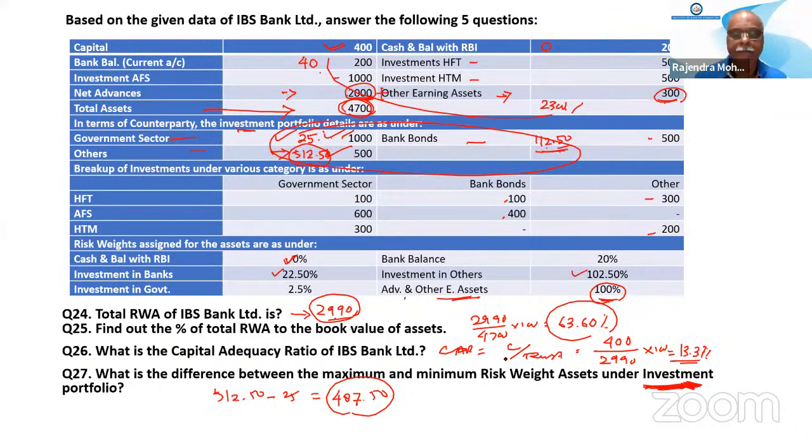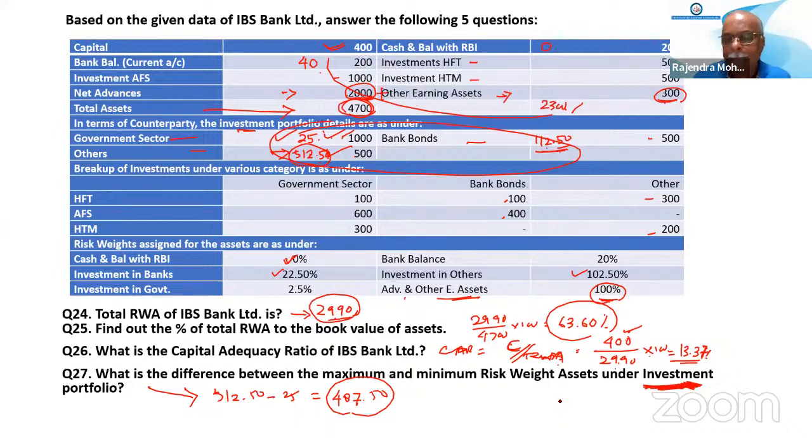Sir, how do we get 400, question number 26? 26 is 13.37, with 400 as the numerator. 400 is the capital. Capital divided by total RWA into 100 equals the capital adequacy ratio. 400 is already given in the example, madam. In the question, it is in the first row.